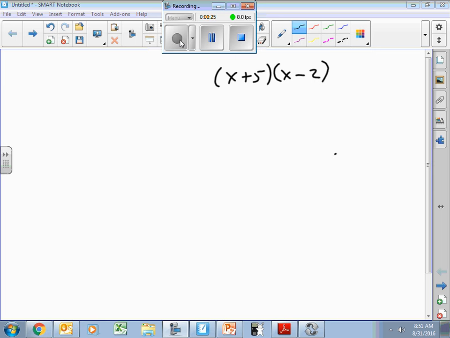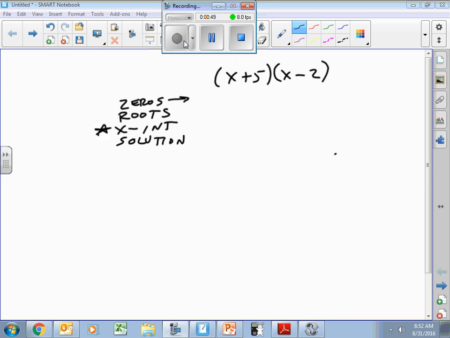X-intercepts. Do me a favor, write down zeros, roots, x-intercepts. I'll put a star next to x-intercept. Solution. These are the different ways they're going to ask the same question.